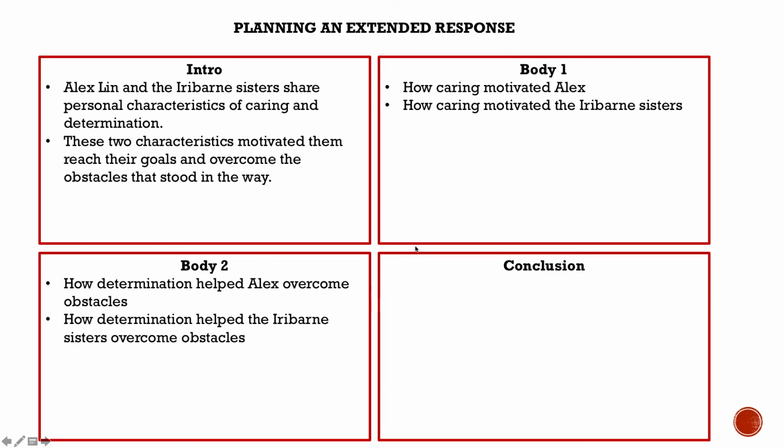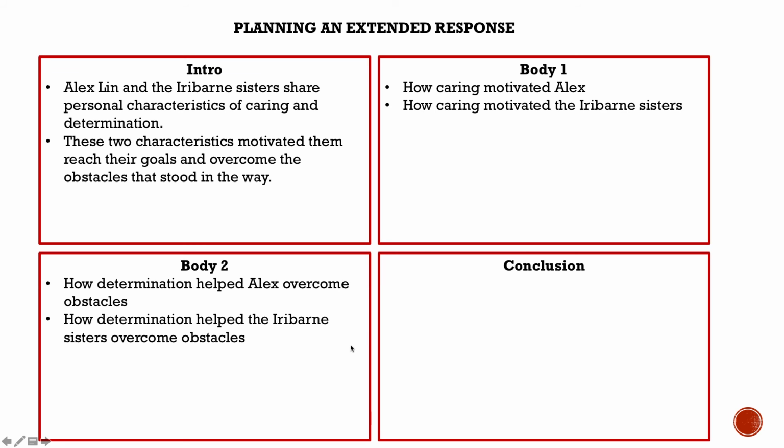I'm talking about the similarity, which is caring, right? And their motivation is really the difference, right? They were motivated in different ways. And then I'm going to talk about how this other similarity, determination, in both of the texts, and then how it helped them. So Alex was determined, and it helped him in different ways to overcome those obstacles, and how the Iribarne sisters overcame those obstacles through their determination.